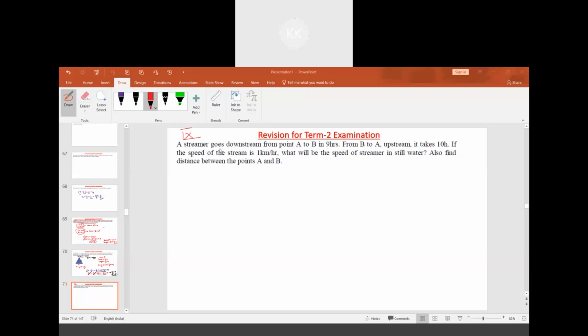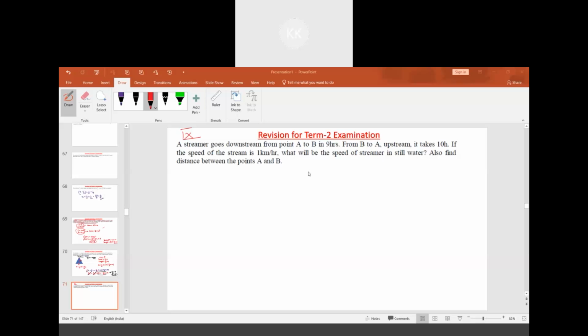A steamer goes downstream from point A to point B in 9 hours. From B to A, that is upstream, it takes 10 hours. If the speed of the stream is 1 kilometer per hour, what will be the speed of the steamer in still water? Also find the distance between point A and point B.